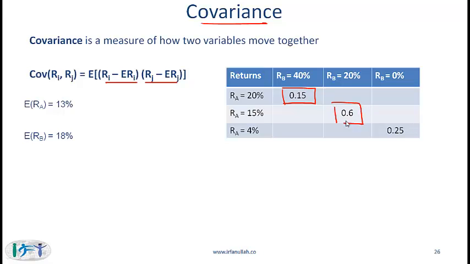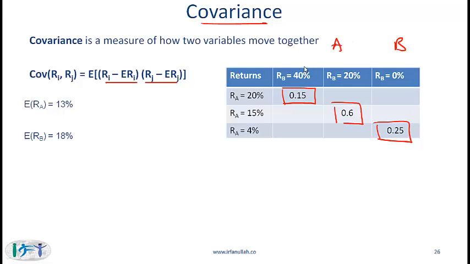There is a 60% chance or 0.6 probability that we will have an average economy, and in that scenario the expected return on A is 15%, the expected return on B is 20%, and finally there is a 25% chance or 0.25 probability that we will have a weak economy, and in that situation the expected return on B is 0 and the expected return on A is 4%.